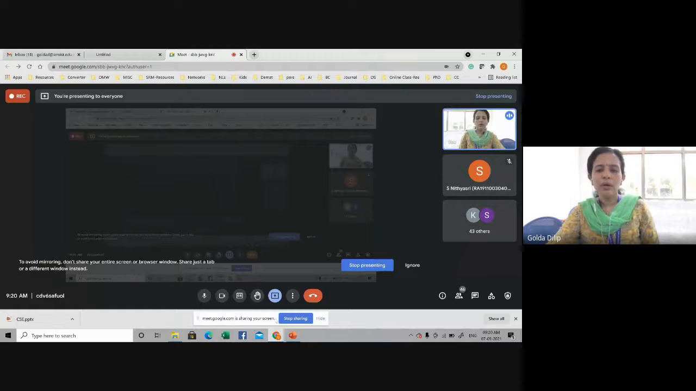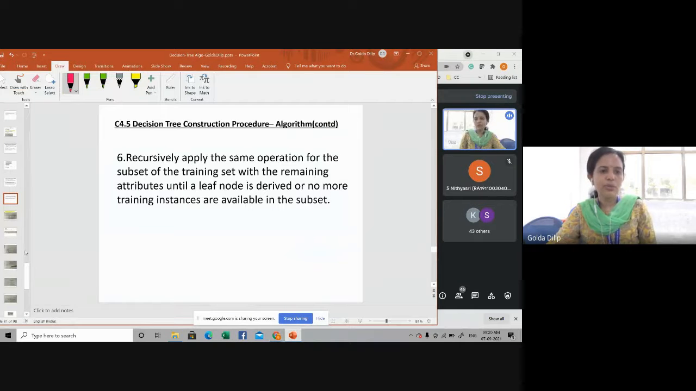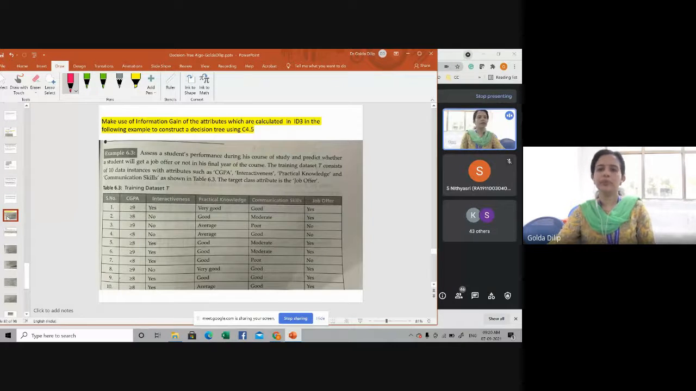Okay. So now I assume that all of you have understood this particular algorithm, what I have discussed right now. So let us work out the same example that we did yesterday, using C4.5. Make use of the information gain of the attributes, whatever was calculated using ID3 in the following example, to construct a decision tree using C4.5.